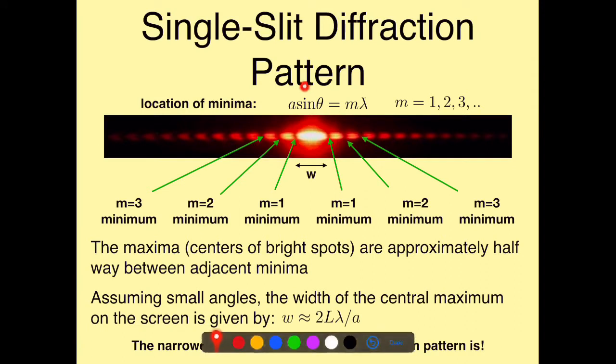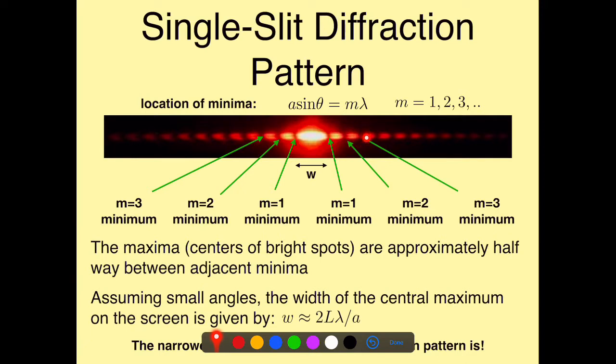Now, this tells us only the location of the minima. That would be the dark spots where the intensity is at a minimum. So in the very center of the pattern, we see a bright spot. Right next to that, on either side, we have a dark spot, which is the m equals 1 minimum. Then we have another bright spot, and then another dark spot, which is the m equals 2 minimum, and then again, another bright spot.